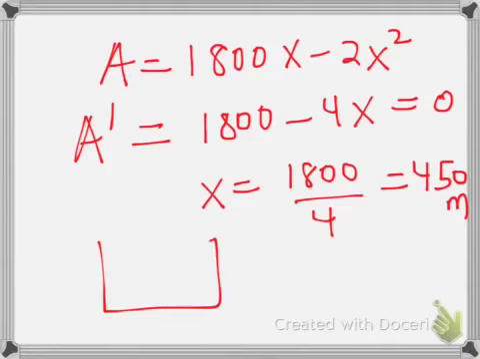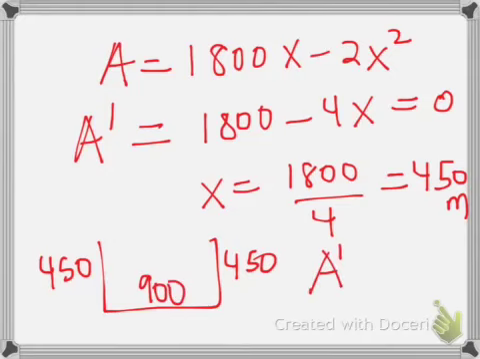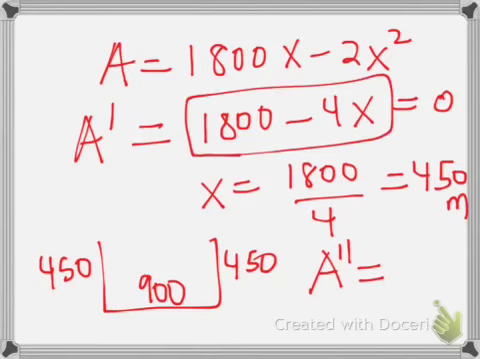So this side is 450 meters, this side is 450, and the total has to be 1800. Also, what is the second derivative of the area? The constant is 0, minus 4, so it's negative 4. The second derivative is negative, which means the function is always concave down.